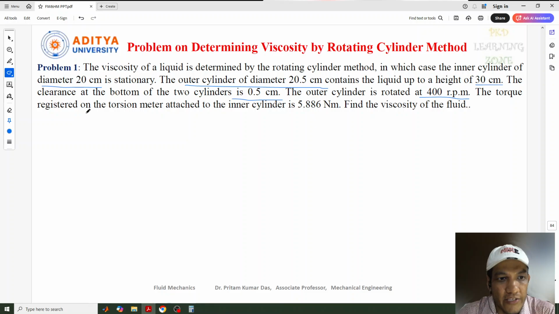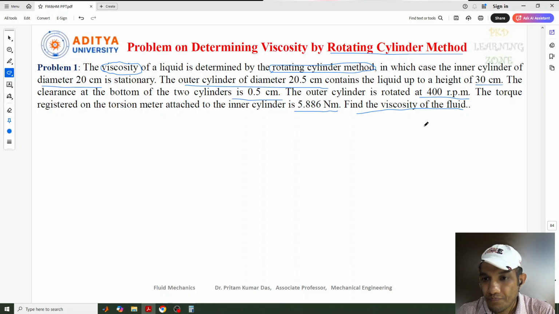The torque registered on the torsion meter attached to the inner cylinder is 5.886 Newton meter. Find the viscosity of the fluid. So here the question is given, and we need to find the viscosity. For finding the viscosity by this rotating cylinder method, before going to solve this, first we need to draw the diagram so that it will be very clear for us to identify the data and understand the concept.